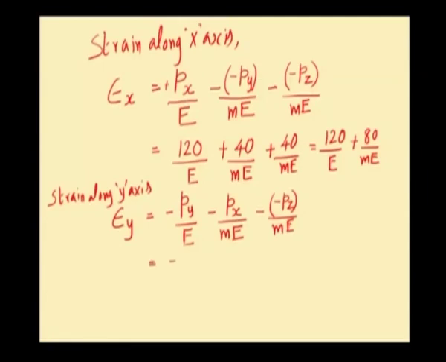So, we shall once again substitute the values. P y is 40. So, minus 40 divided by E minus P x is 120 divided by mE, minus of minus will be plus P z is once again 40 divided by mE. So, we will be having minus 40 by E, then minus 120 plus 40, will be having minus 80 by mE.